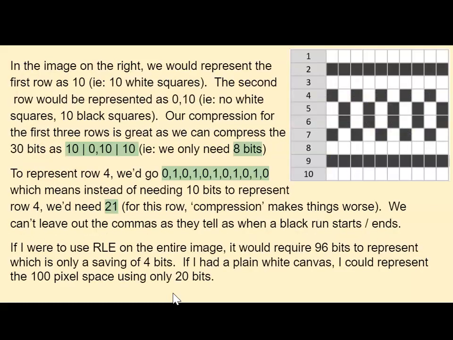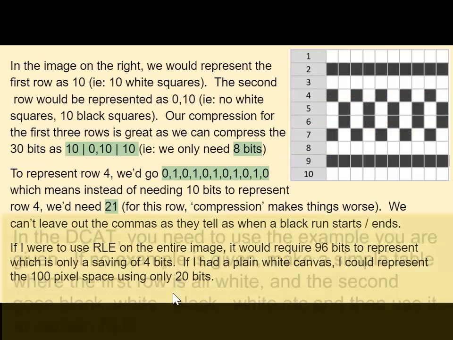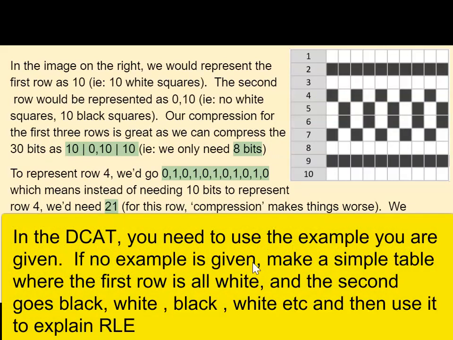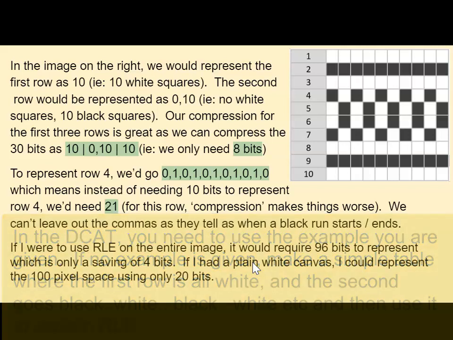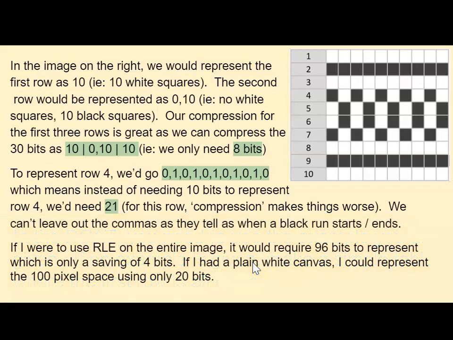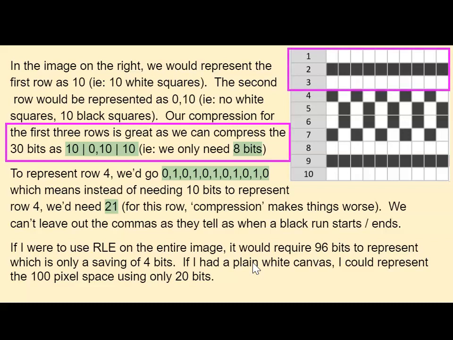Note that on this slide, I've talked about the first 3 rows and shown how I can represent them. The first row would be represented as 10 because it's 10 white squares. The second row would be represented as 0, 10 because I've got no white squares followed by 10 black squares. And then the third row is once again represented as 10. This means that to represent all 3 of those rows, I only need 8 bits instead of the 30 bits I need in the uncompressed form.